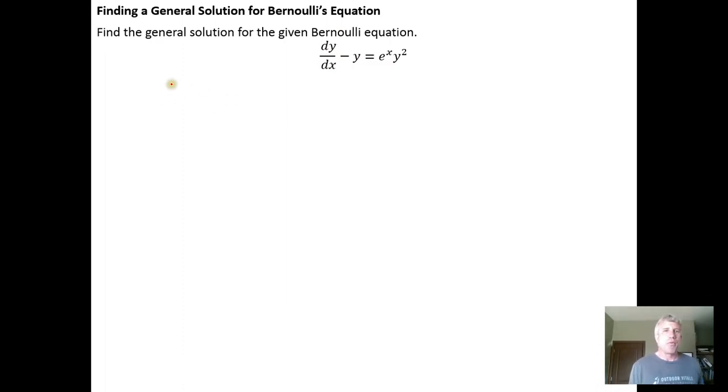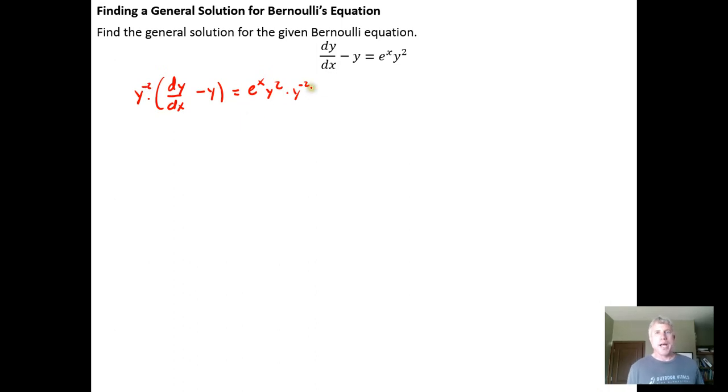So start by rewriting the differential equation. We have dy/dx minus y equals e to the x y squared. For a Bernoulli equation, what we want to do is multiply both sides by y to the opposite of whatever the n is on the exponent. So this is a 2, so we're going to multiply by the opposite of 2, which is -2, and we do that on both sides.